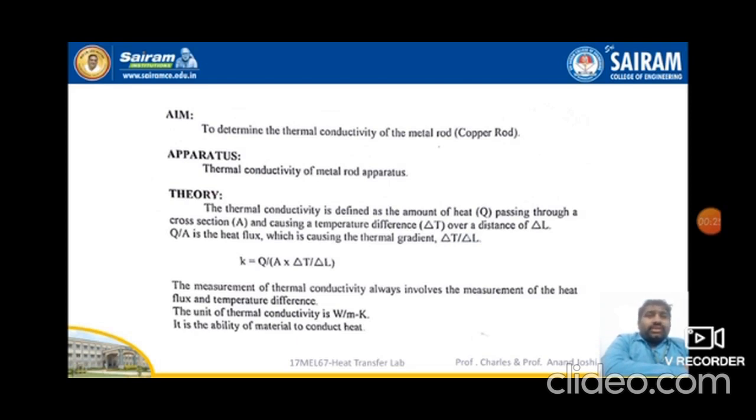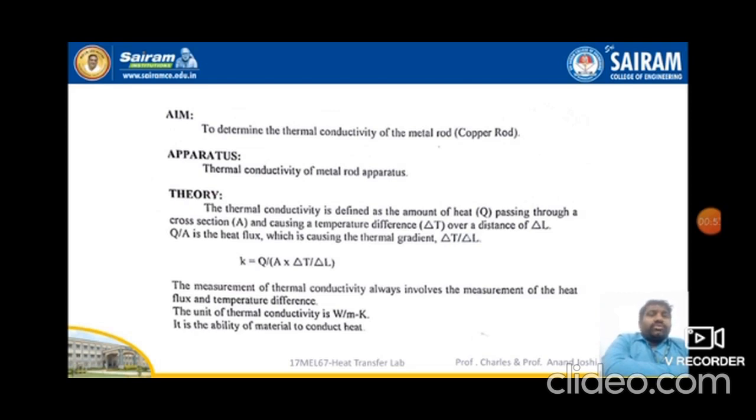The apparatus is the thermal conductivity of metal rod apparatus, and you already know some concepts related to thermal conductivity. Copper is a good conductor of heat, everybody knows. And what is thermal conductivity? Thermal conductivity is nothing but the ability to allow the flow of heat, how much it is able to allow the flow of heat into the element. So that is what we are going to find out, that is the K value.